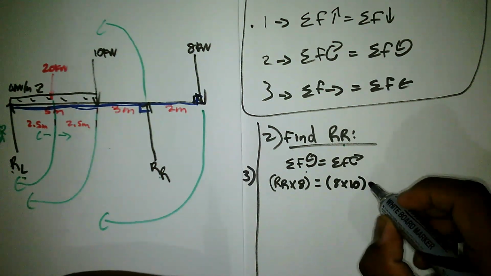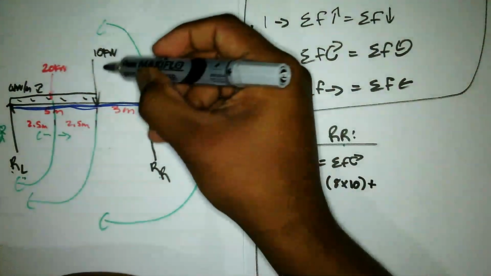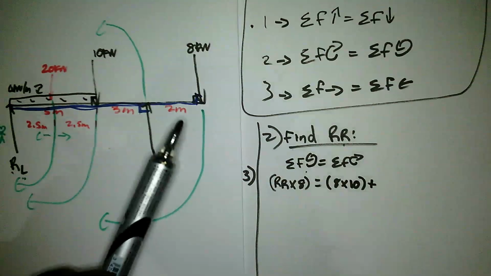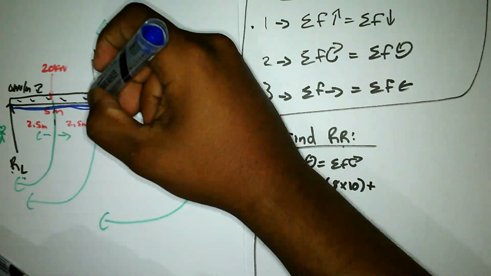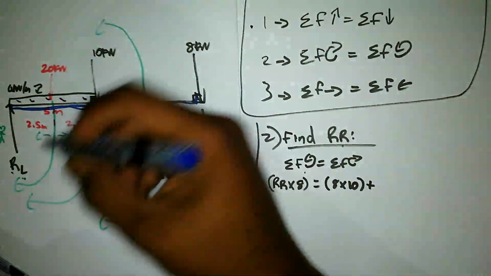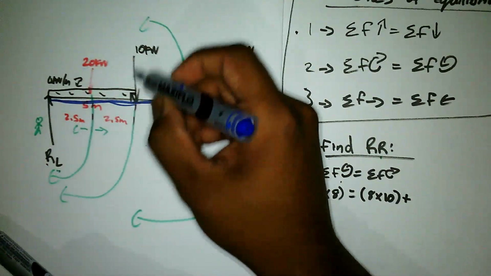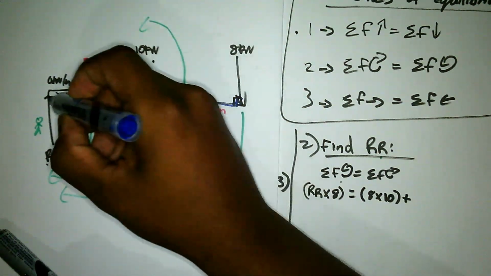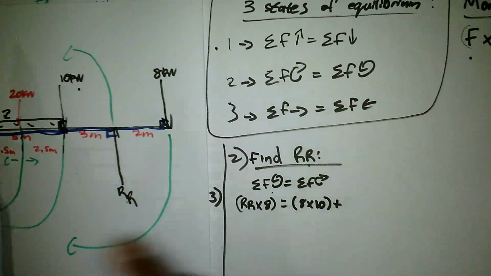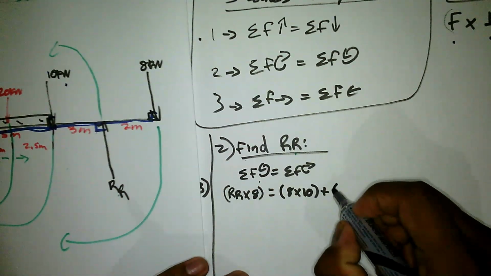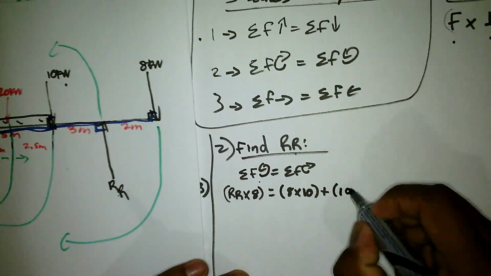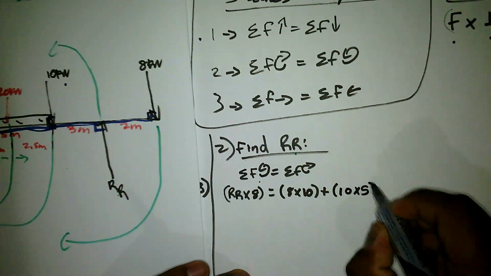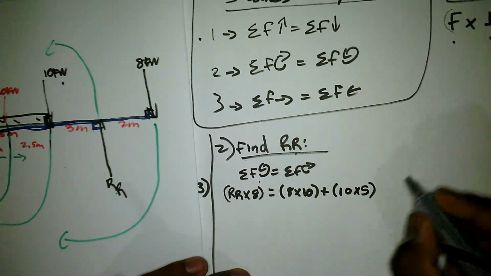Finished. Next one. You see there's 10 kilonewtons standing here. We know it's going clockwise. From this 10 kilonewtons to the reference point is 5 meters. So we state that: a force of 10 kilonewtons times its perpendicular distance of 5 meters. Finished. To the next one now.